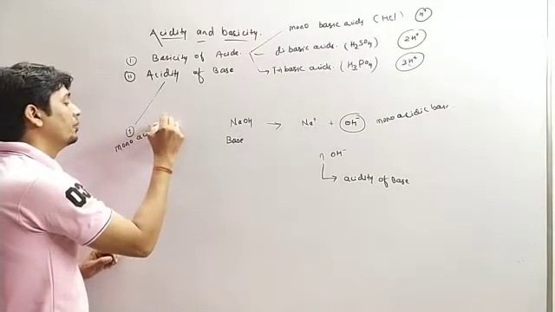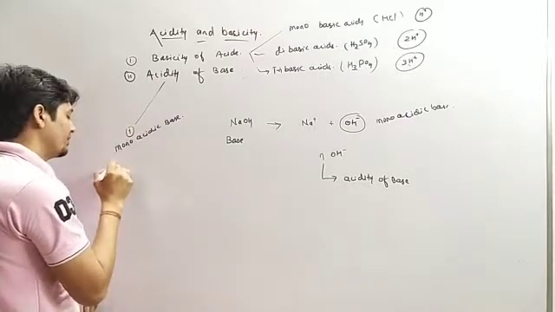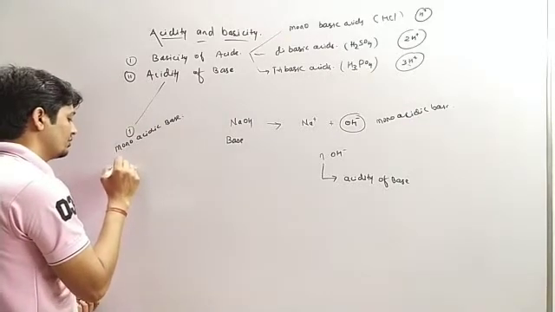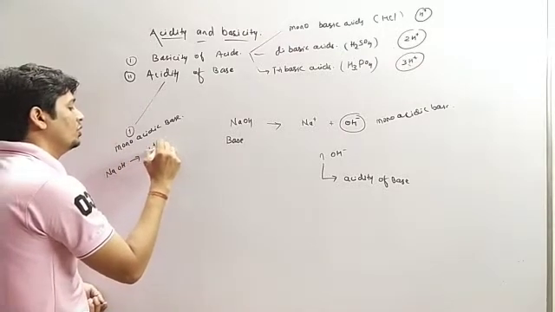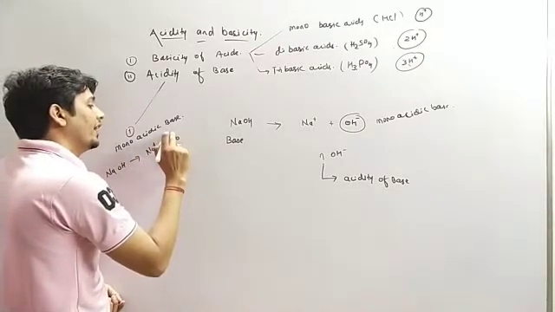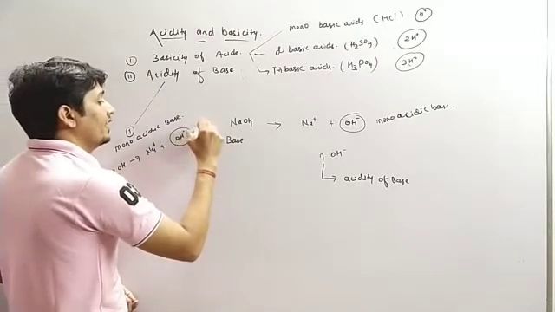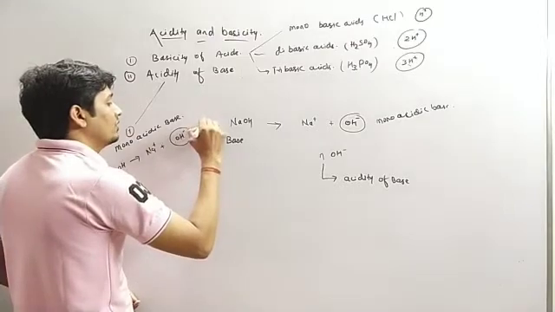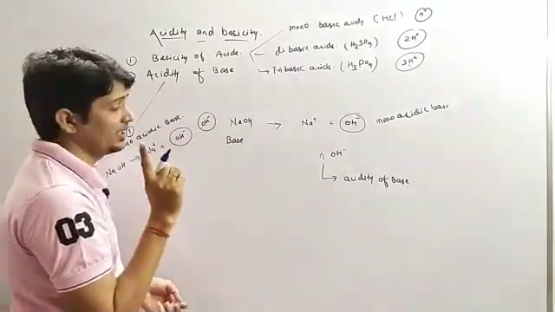In monoacidic base we have example NaOH. When we will dissolve in water, we will get Na positive plus one OH negative ion. So here we are getting one OH negative ion. That means it is the monoacidic base.